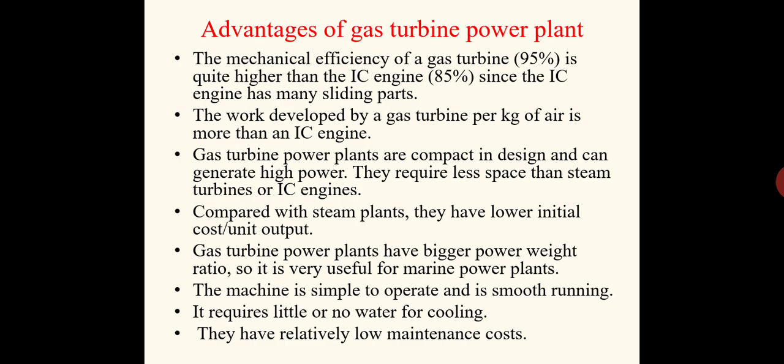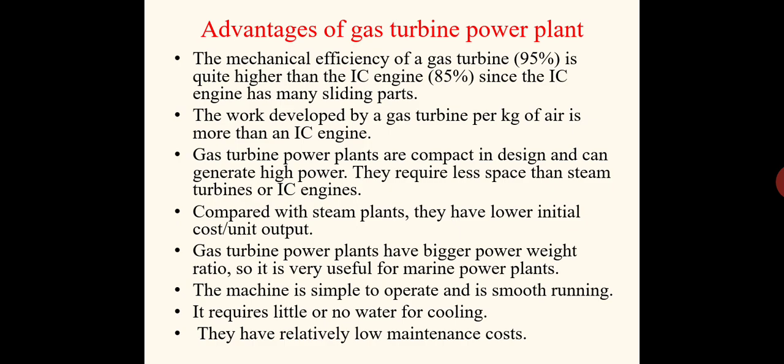So coming to the next advantage, the work developed by the gas turbine per kilogram of air is more than an IC engine. Gas turbine power plants are compact in design and can generate high power. They require less space than the steam turbines or IC engine. Compared to diesel power plant, this requires less space, and it is compact in size also. Compared to the steam plants, they have lower initial cost per unit output. Per unit output, if you compare the unit cost, it will be lesser for gas turbine power plant. Gas turbine power plant have bigger power weight ratio, so it is very useful for the marine power plants.